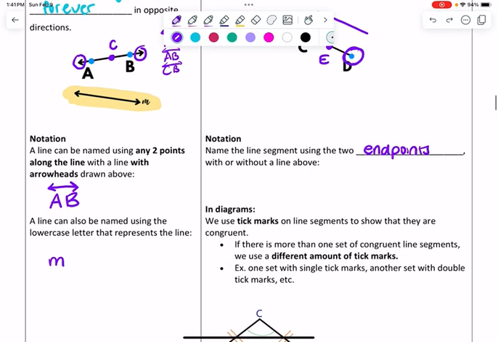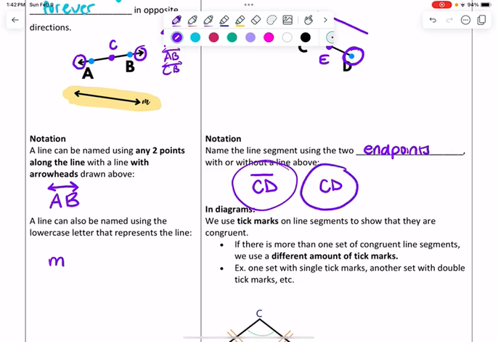Now there's also 2 ways that we could denote this. If I'm talking about line segment CD, I can write CD with a line segment on top. However, line segments are quite often one of the most common things that we reference in this way. So they've also accepted that having the 2 endpoints with nothing on top also is an acceptable way to represent a line segment. So both this, the endpoints with a line segment on top, or this, the 2 endpoints with no line segment on top, are both equally acceptable ways to name a line segment.